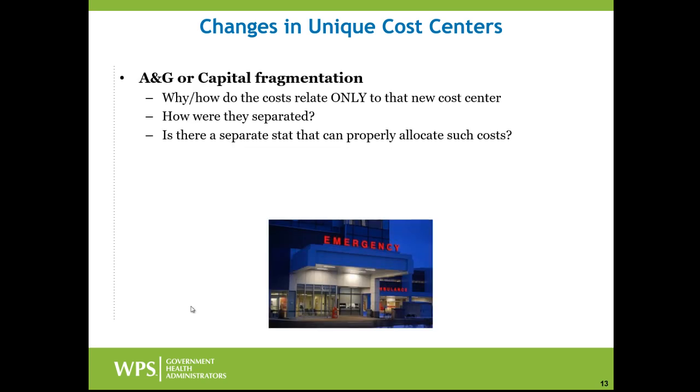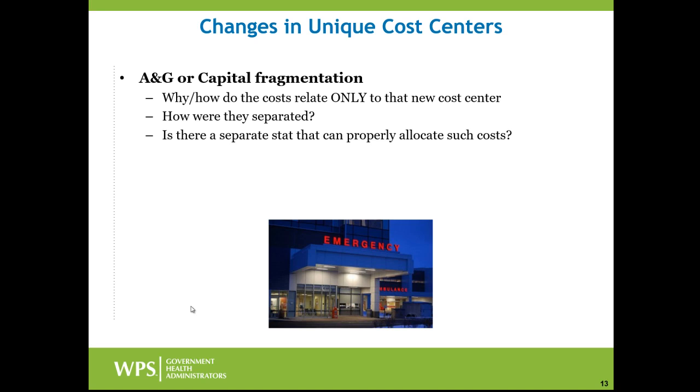Some examples of unique cost centers would be when either A&G or the capital cost centers are fragmented. And the idea here is that if you have, let's say, a brand new building and only one or two departments even use that building, then certainly it makes sense that the cost from that building would only be stepped down to those two departments. It doesn't need to be stepped down to all other cost centers. So that's a good reason for fragmenting capital.